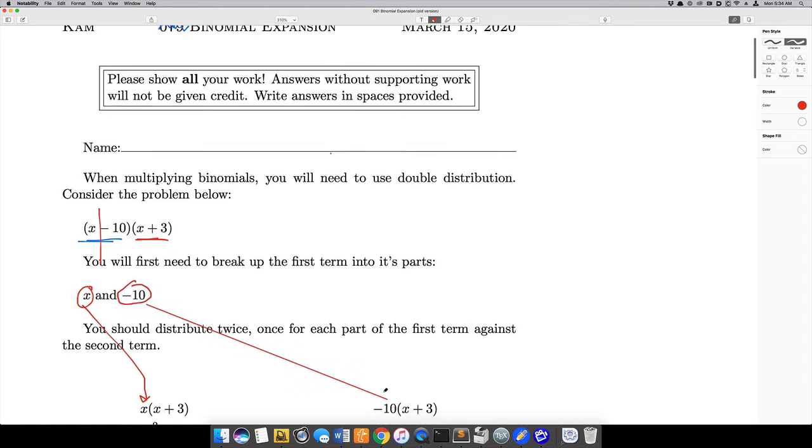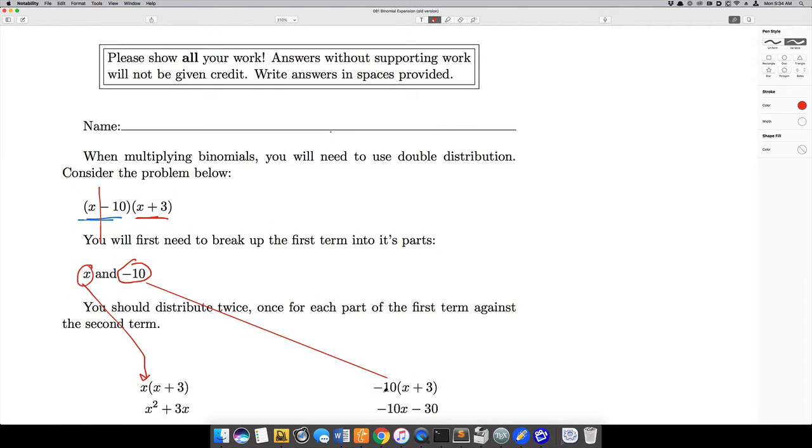So in the first case, we have x times x gives us x squared, and then x times 3 gives us 3x. In the second one, we take the negative 10 and put it in here, and we do negative 10 times x gives us negative 10x. And negative 10 times 3 gives us negative 30.